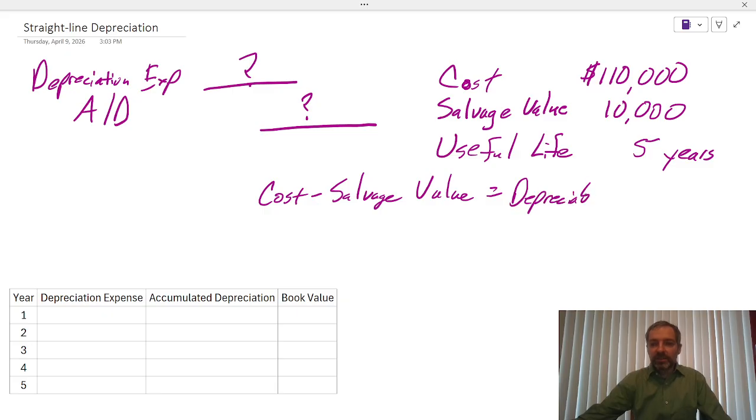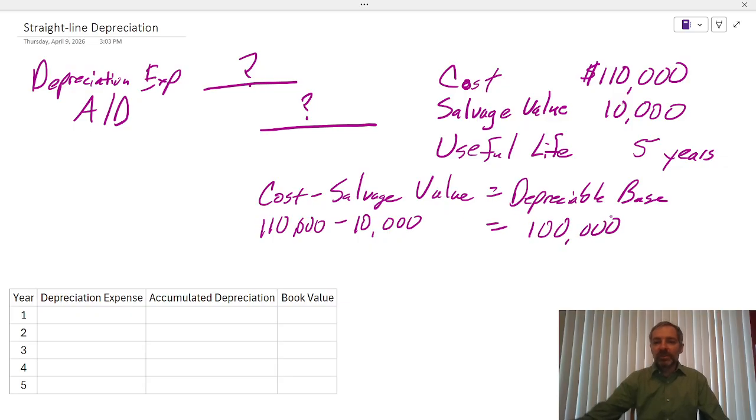In this case, the depreciable base is $100,000. We take our cost, 110, we subtract the salvage, and that gets us $100,000. This is the amount that we have to spread out over the 5 years. We spread out $100,000 over 5 years.